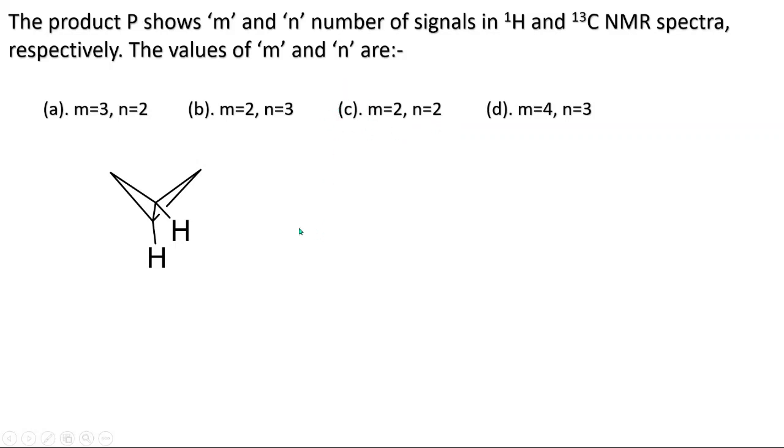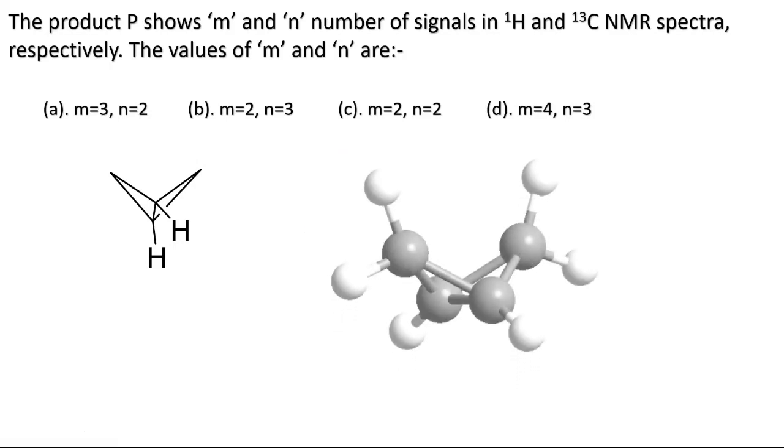If you see the 3D version of this, you can see clearly that these two protons are the same, these two protons are on the same carbon, and these two protons are the same and these two protons are the same. So we will have 3 types of signals in the 1H NMR spectrum, not 2. We have 1, 2, 3, and for carbon NMR we will have 2. So option A will be the correct answer.